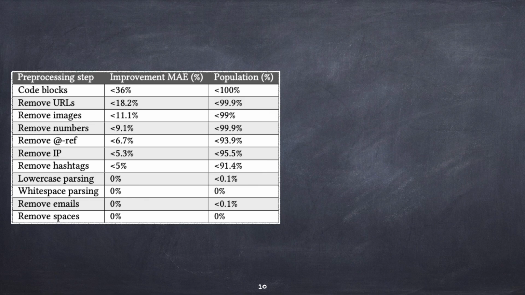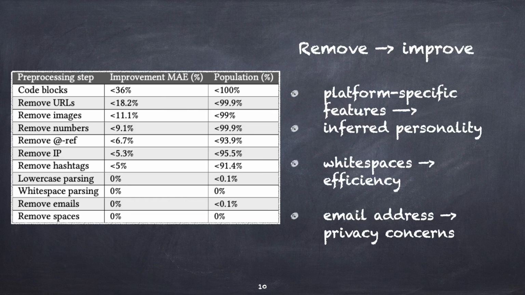Here is a table from our study showing how removing a factor improved inferred personality scores and the percentage population influenced by a given factor. Our advice for future studies inferring personality are: 1. Remove platform-specific features, for example codes and code blocks. You will improve inferred personality scores.